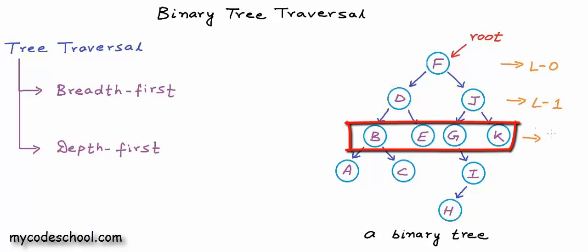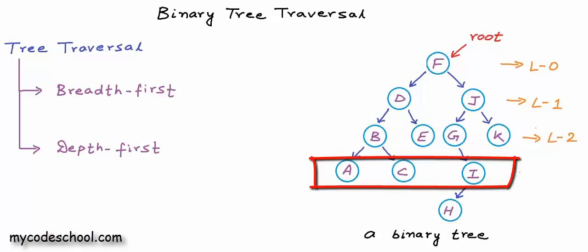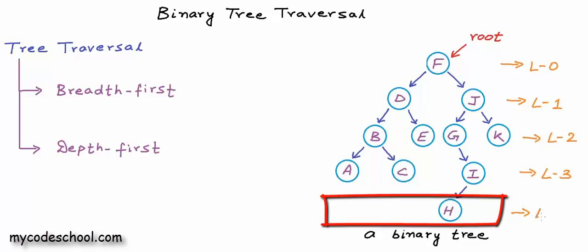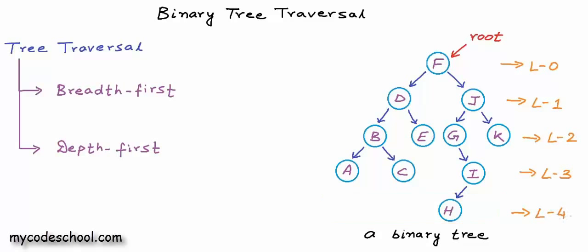Now these 4 nodes are at level 2, these 3 nodes are at level 3, and finally this node with value H is at level 4. So what we can do in breadth first approach is that we can start at level 0. We would have only one node at level 0, the root node. So we can visit the root node. I'll write the value in the node as I'm visiting it. Now level 0 is done.